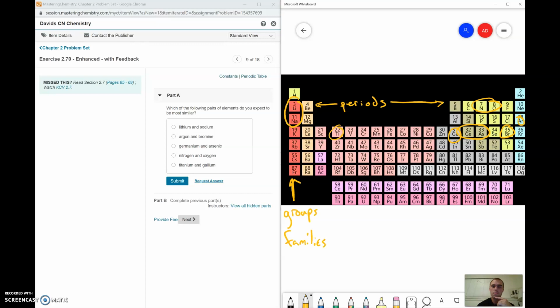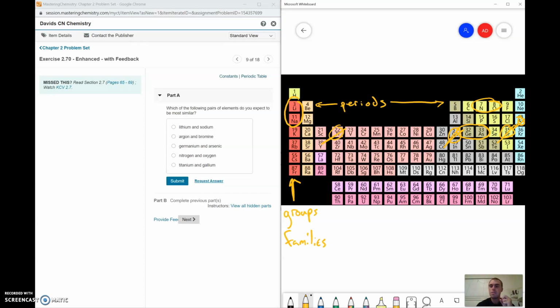Right here, lithium and sodium, there we go. We can automatically rule out things that are not close to each other, like this titanium and gallium option. Those are going to be way far apart on the periodic table, with lots and lots of differences in terms of their properties. Bromine and argon, yeah, they're close, but they're not in the same family and they're not in the same period. So not going to be very similar.